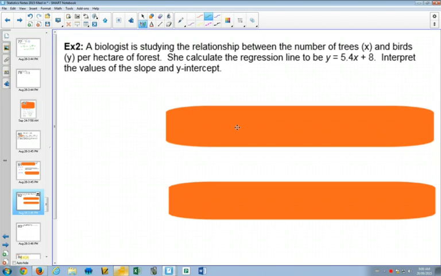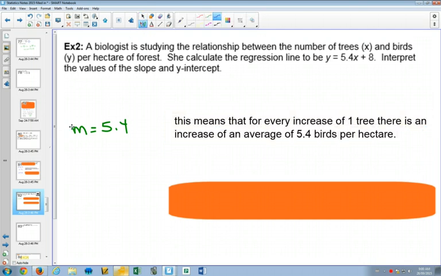All right, did you find out that we had a slope of 5.4? And what does that mean with our data? For every increase of 1 tree, there is an increase of 5.4 birds. I love those 0.4 birds. They fly so nicely.